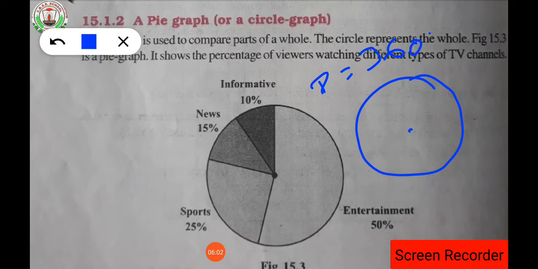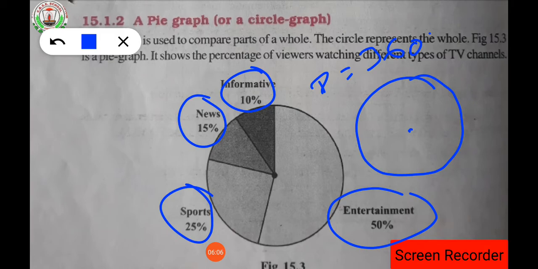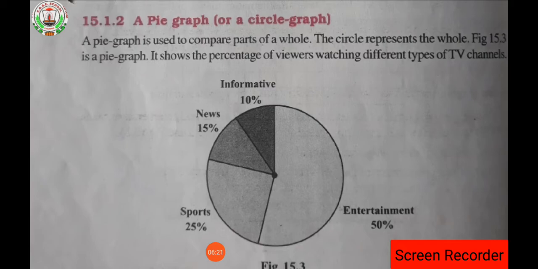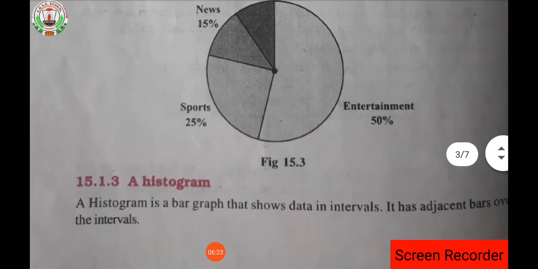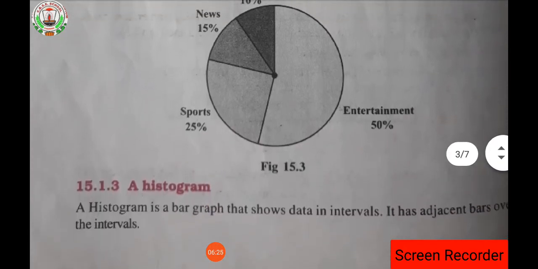Now how you will get this percent? For that a particular method is there to find out. Okay, so while solving the question we are going to see that method, how the numbers are being converted and how the pie chart is drawn by using the data given in the questions. Clear everyone? Okay, next one is a histogram.